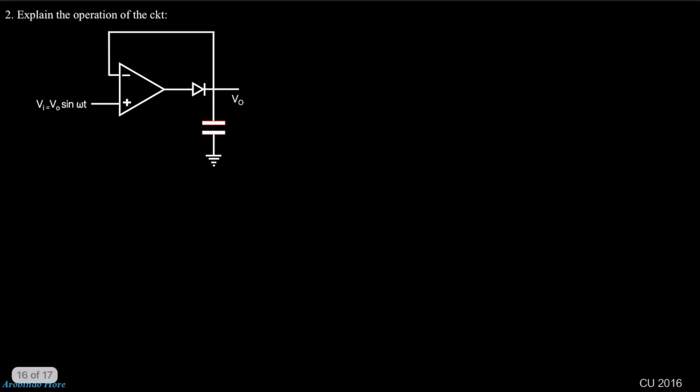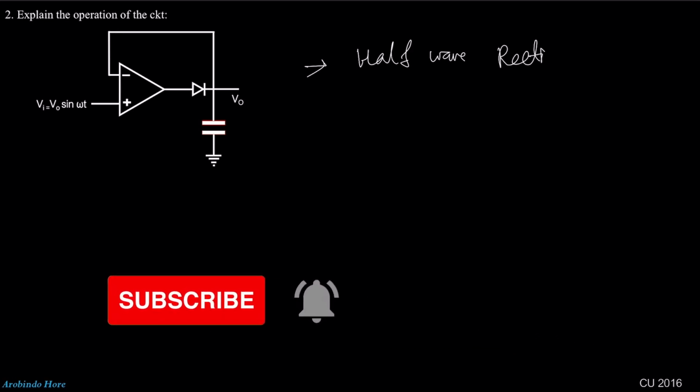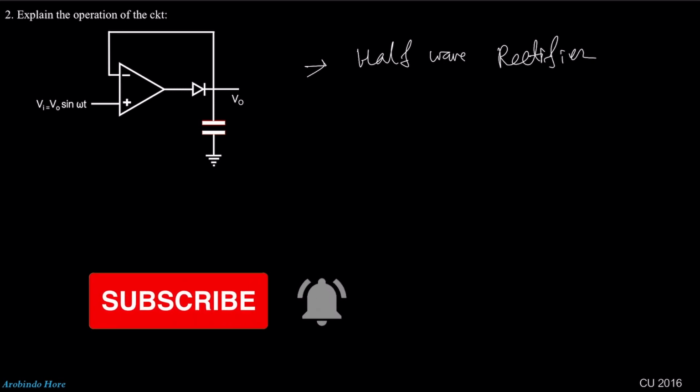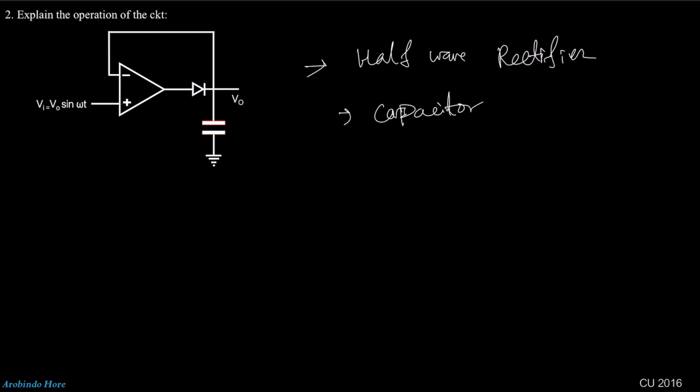In this question, there are two problems. One is the half wave rectifier, and another is a capacitor filter. Explain the operation of the circuit. So first I will explain to you the operation of the half wave rectifier.